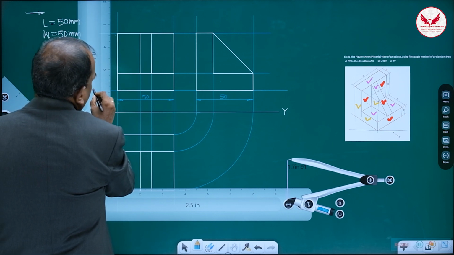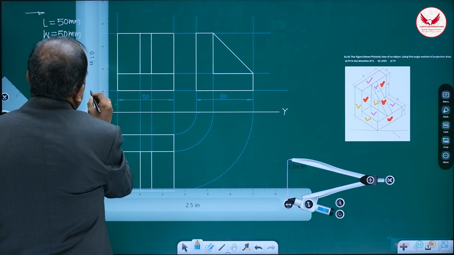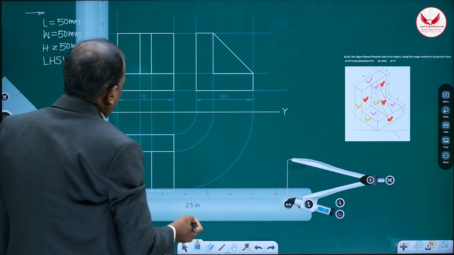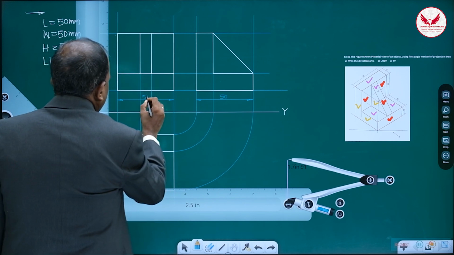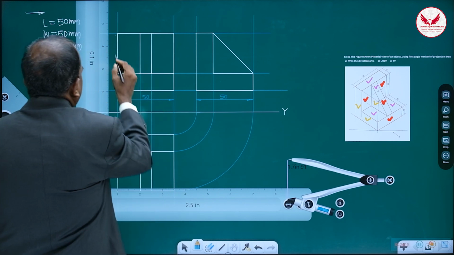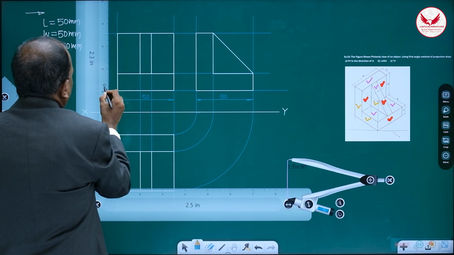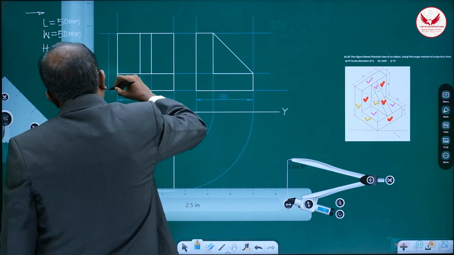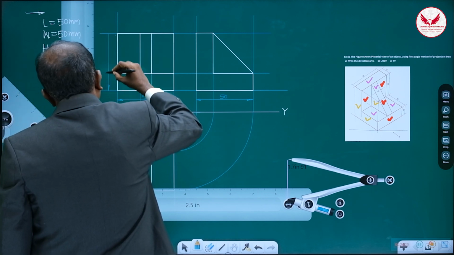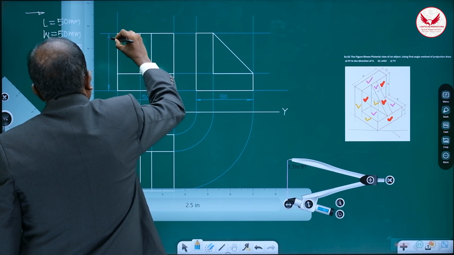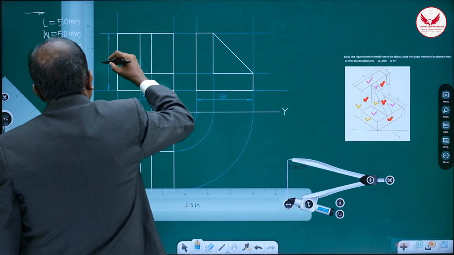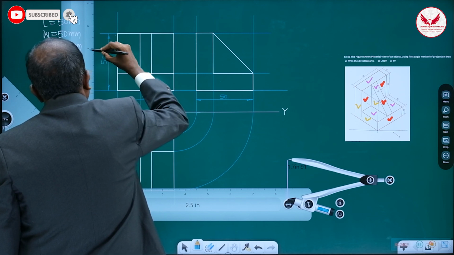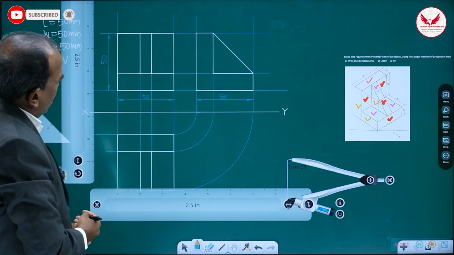So here it is clearly seen. When the dimension line is on the left hand side, my suggestion is to leave less gap for giving the dimension. And when on the right hand side, leave more gap. So filled arrow having 1:3 proportion. It is 50.